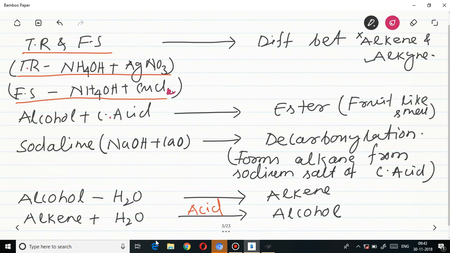Now remember one thing, from alcohol if I remove water, I will get alkene. Likewise, in alkene if I add water, I'll get alcohol, but this should be in acidic medium.